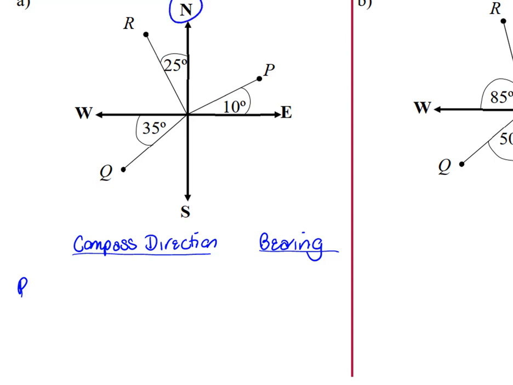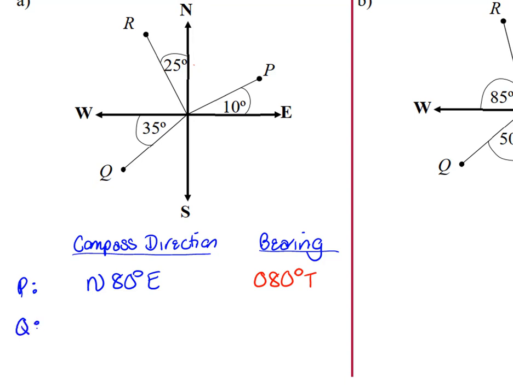P is closest to north. So for our compass direction, we're going to start at north. We need this angle here. That angle there is going to be the full 90 degrees minus 10, which is 80 degrees. So we've got north, 80 degrees, and we're going towards east. So that is our compass direction. Our bearing for this one, we start at north and go down to point P. So our bearing is 080 degrees true.